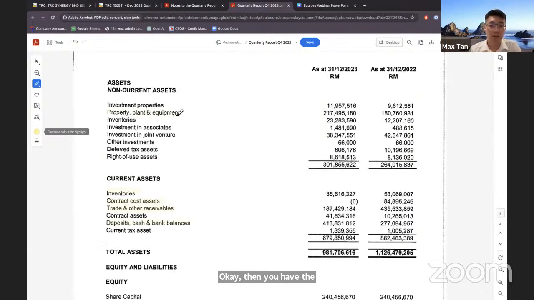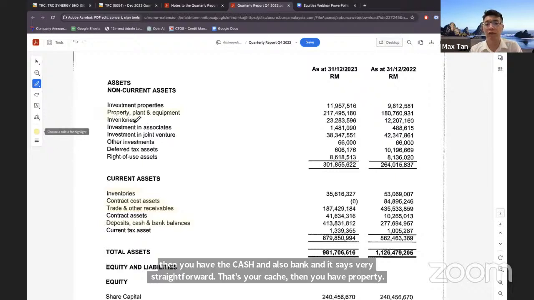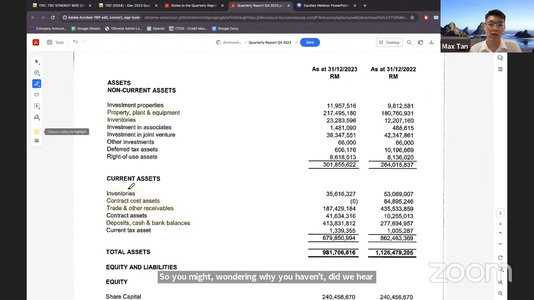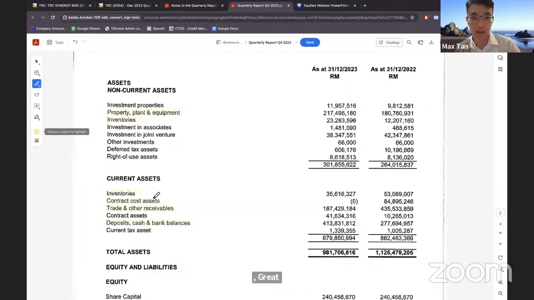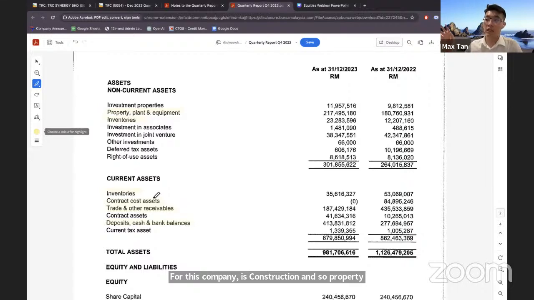Then you have property. So you might be wondering why you have inventory here that is non-current and you have inventory here that is current asset. For this company, it is construction and also property development. Sometimes they would categorize the property they have as inventory that they expect to sell in 12 months. Some they might expect not to sell in 12 months, or maybe it's land bank, right? But the company has construction in it. So there might be raw material like the steel bar, like cement and everything that could be put into their inventory. So it depends on the nature of the company itself.